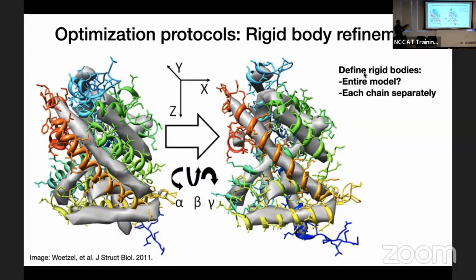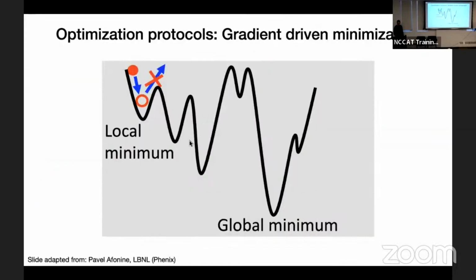Sometimes you may know that these 5 domains always move as a chunk and they don't really move relative to each other. So you could define that module as a rigid body. You can divide up your model in the way that you think makes the most sense, and rigid body fit all of those domains into your map. Okay, so that's the most basic option.